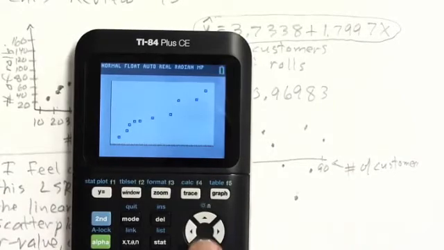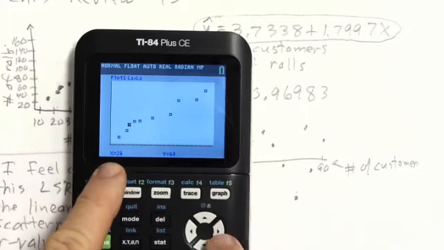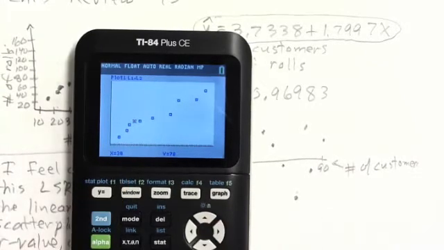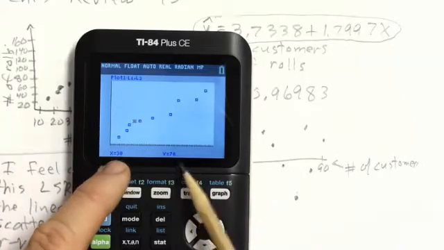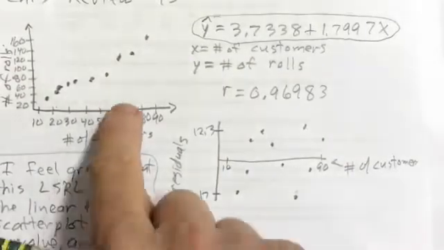And so you can hit the trace button right here to get the X and Y coordinates of the points and arrow over to do your scaling using the X and Y coordinates. So that's how I got the scatter plot.